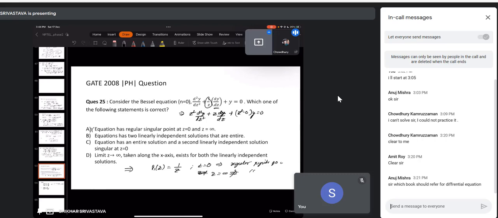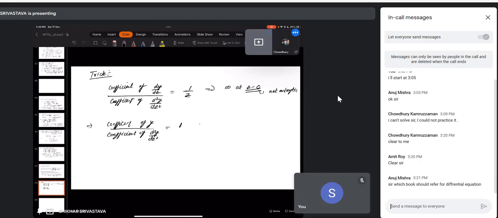This coefficient is 1, both coefficients are 1, so it is some constant. So what I'm doing is that this represents one class of solution, and this represents the second class of solution. One class of solution is defined at every point except z equal to 0, because at z equal to 0 the function is not analytic. A singularity exists. The second class of solution is defined at all points.